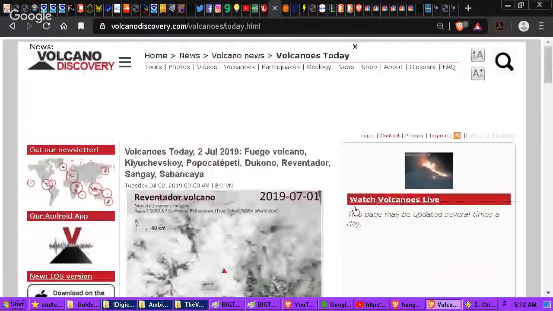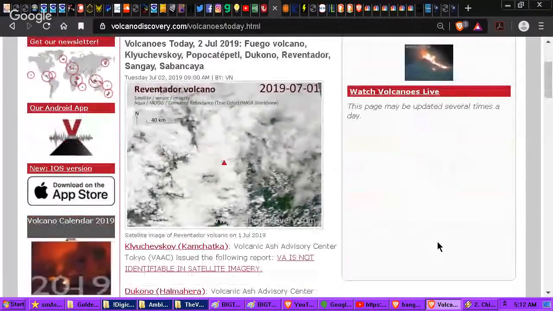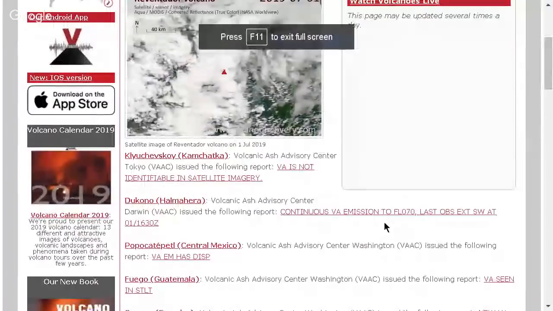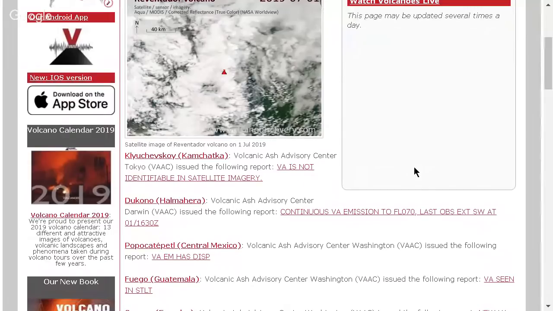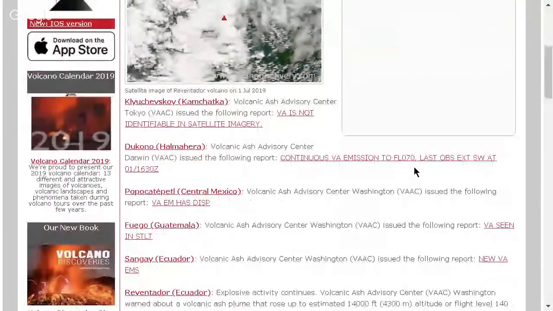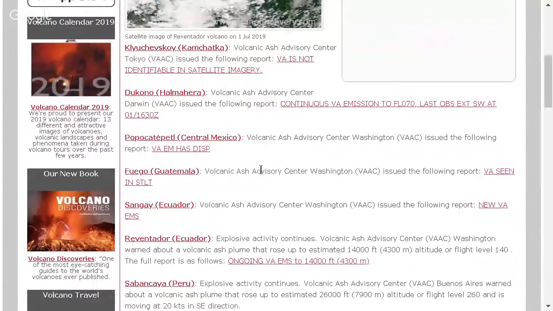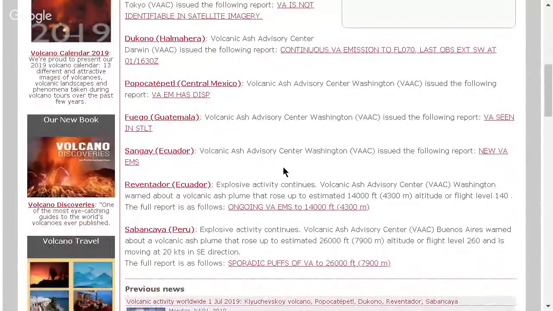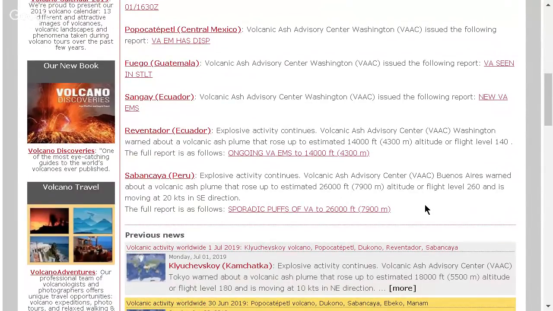Volcano rundown. Looks like we've got new additions to the list again. Kluchevskoy back on the list, although volcanic ash not identifiable in satellite imagery due to cloud cover, it looks like to me. Although that is Reventador in that photo. Tungurahua still producing ash emissions in a 7,000-foot ash plume there. Popocatépetl's ash has dispersed. Fuego ash seen in satellite. Sangay back on the list here. New volcanic emissions there. Reventador producing a 14,000-foot ash plume via some explosive activity.